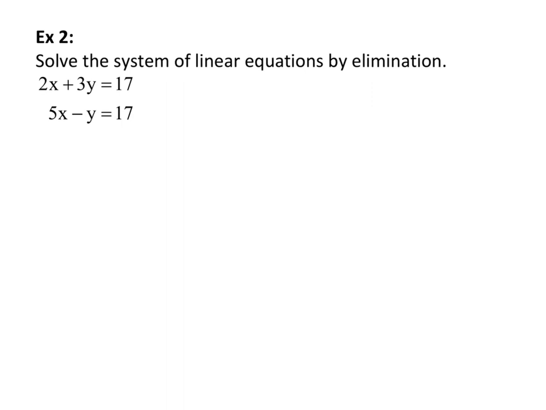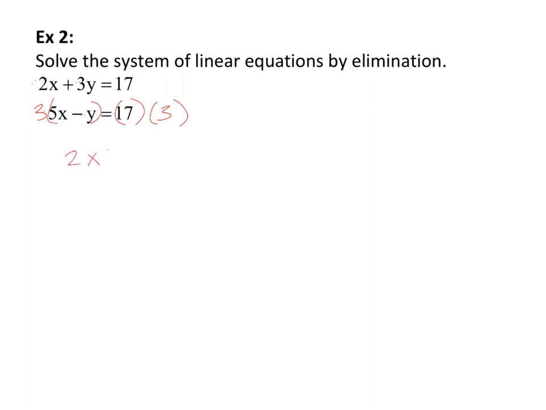I have all my equations in standard form. I need the same coefficient for one of the variables. Let's see, anything I can multiply 2 by to get 5? No. Anything I can multiply 5 by to get 2? No. Anything I can multiply 3 by to get 1, a whole number? No. Anything I can multiply 1 by to get 3? Yeah, 3. So I'll multiply top and bottom here by 3. And the signs will already be different, so I don't have to include the negative.